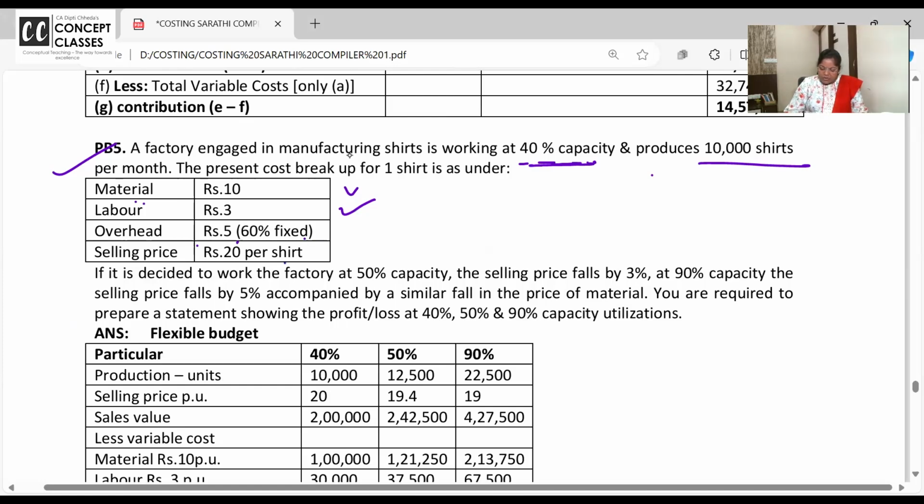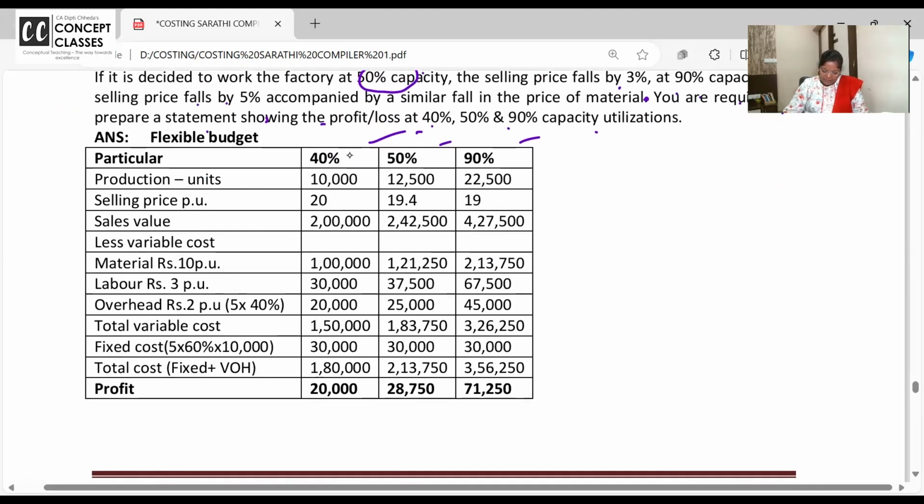It is decided to work the factory at, right now, what percent is it at? 40. Now they are saying make it 50%. But at 50% the selling price falls. At 90% the selling price falls. You are required to prepare a statement at 40, 50, 90%. It has to be made like this. And every time your selling price is what? It is decreasing. Okay? Right.